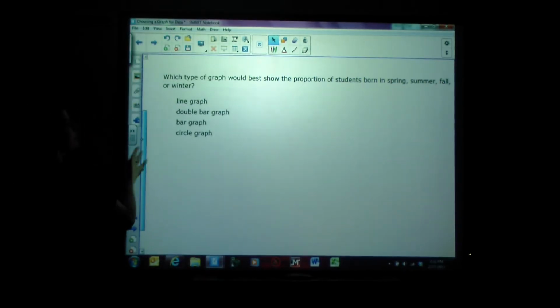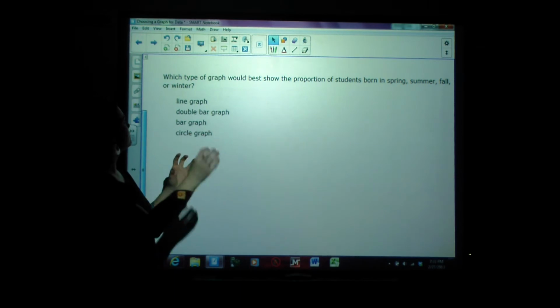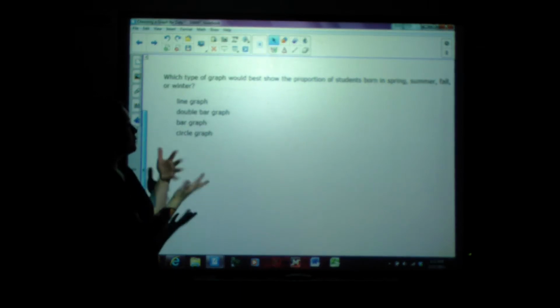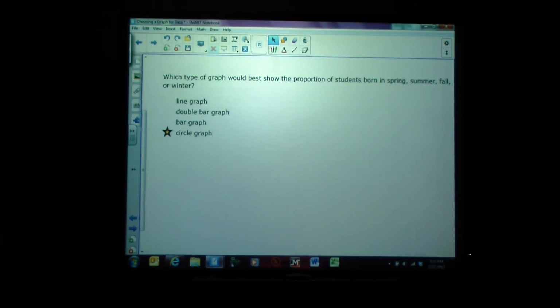Which type of graph would best show the proportion of students born in spring, summer, fall, or winter? Are we looking at a line graph, double bar graph, or circle graph? In this case, we're looking for students born in certain months. So there's only certain seasons. There's only 4 seasons to choose from. So how many were born in spring, summer, fall, winter compared to that whole year? What proportion was in each one? Circle graph would be the best because each season is part of the whole year. We're looking at a part out of a whole.